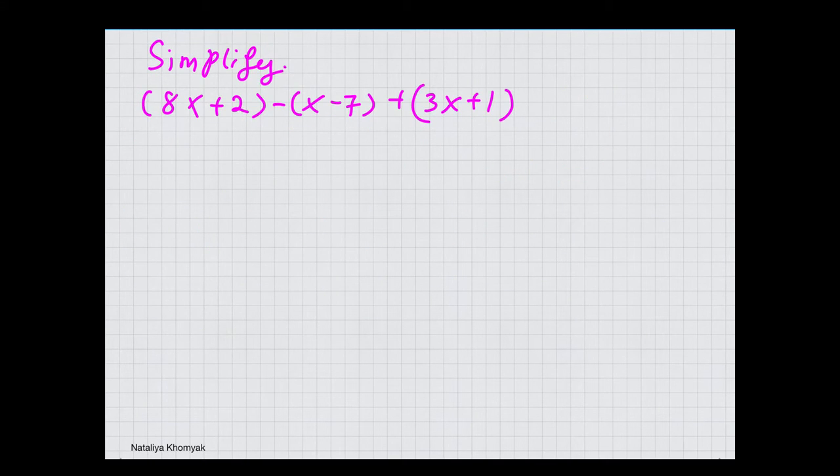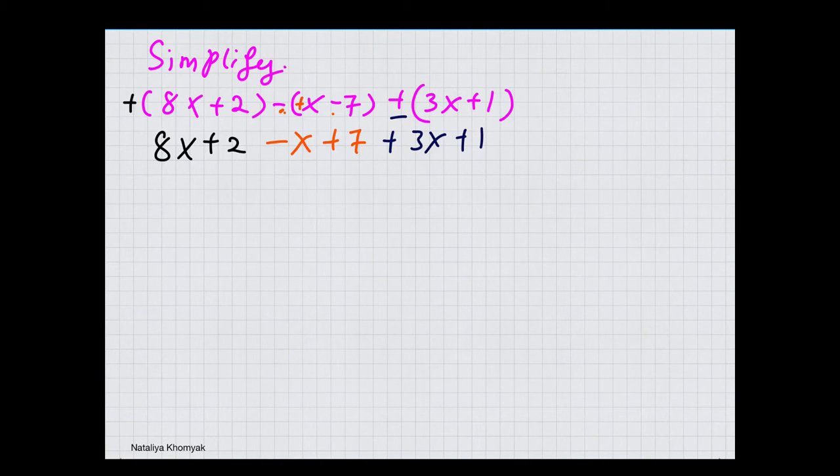Here we have to simplify 3 separate parentheses. So first thing, just remove the parentheses. We have positive first parentheses, so we can just copy the inside. We have 8x plus 2. Second parenthesis has a negative, so we change all the signs on the inside. Positive x becomes negative x. Negative times negative, positive 7. Third parenthesis has a plus, we can just drop it, so it's a plus 3x plus 1.